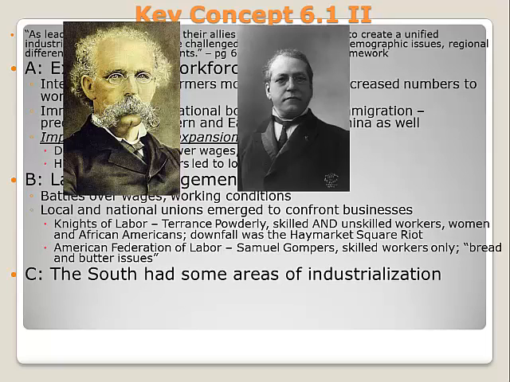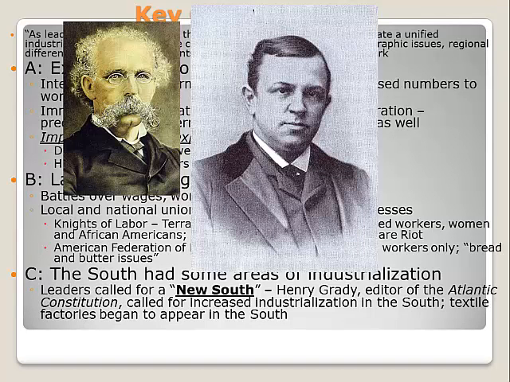So the South had some areas of industrialization during this time, and there are leaders that call for a New South, including this guy, Henry Grady. He was the editor of the Atlanta Constitution, so he's calling for increased industrialization in the South, and you begin to see textile factories appearing in the South. And this is the slow transition of the South from a farming economy, from predominantly agriculture, to industrialization. So it's very, very small during this time.